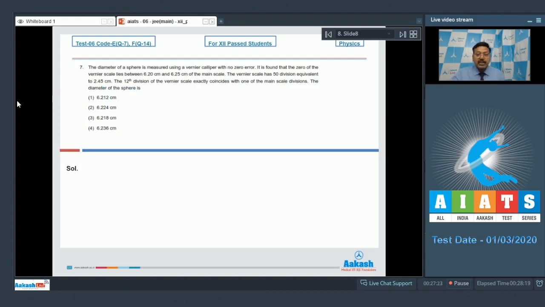So the points to note here are there is no zero error, and well, the main scale reading in fact is 6.2 centimeter. Let's find the least count, and to find the least count we see that 50 divisions of vernier are equivalent to 2.45 centimeter. So that means one vernier scale division is in fact equal to 2.45 centimeter divided by 50, which in fact is equal to 0.049 centimeter. That is one vernier scale division.